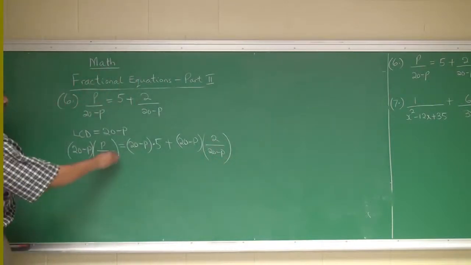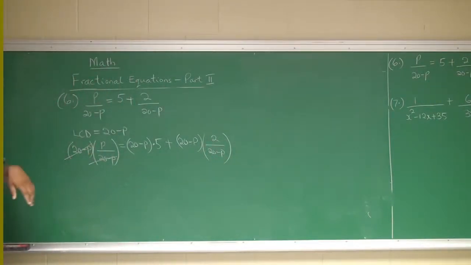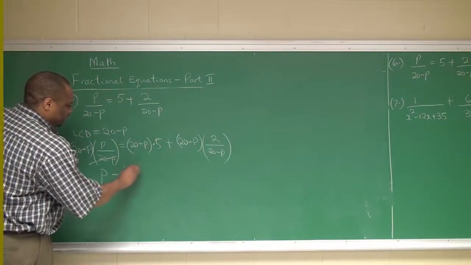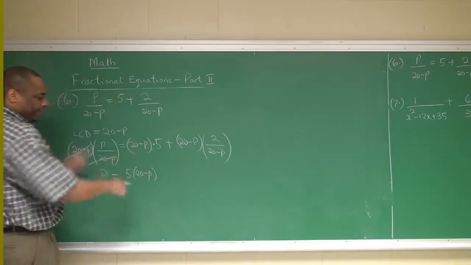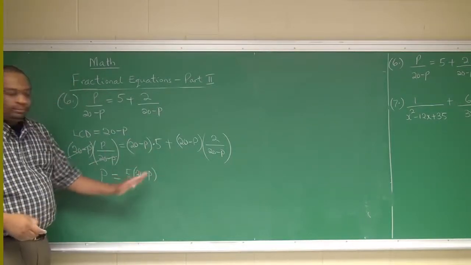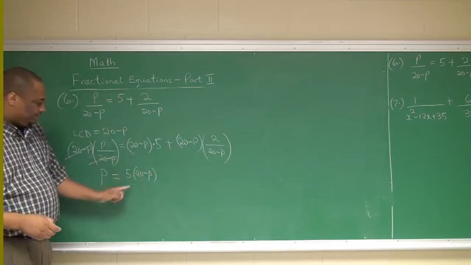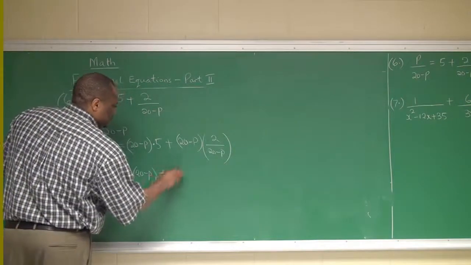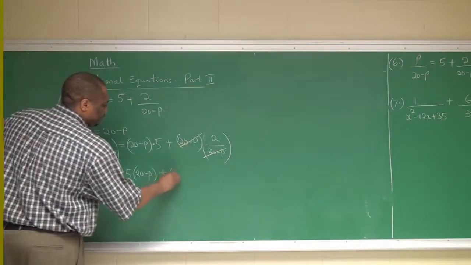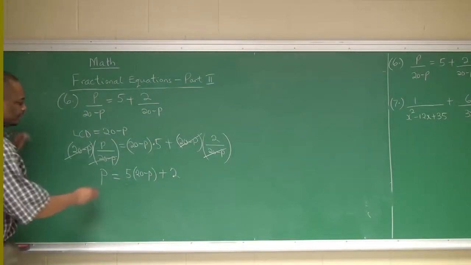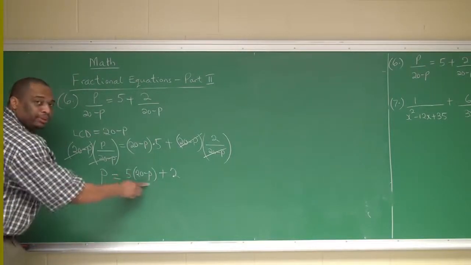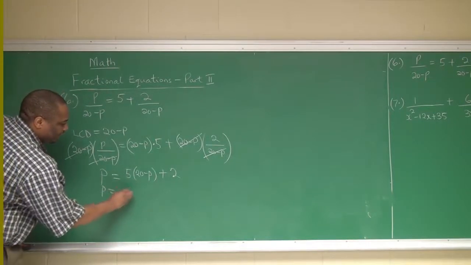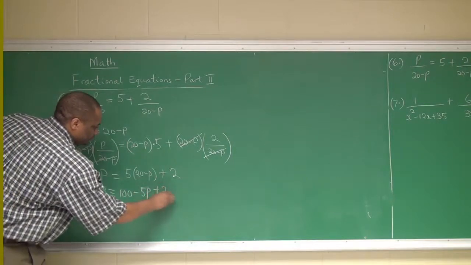All right, so 20 minus P will divide that, and that leaves you with P equal to 5 times 20 minus P. Let me bring it up so that it doesn't confuse you. Some people tend to get confused here. So I just wrote it in front. Then plus 20 minus P plus 2. Okay? So we have that P is equal to, you distribute this. Apply the distributive property. This will be 100 minus 5P plus 2.